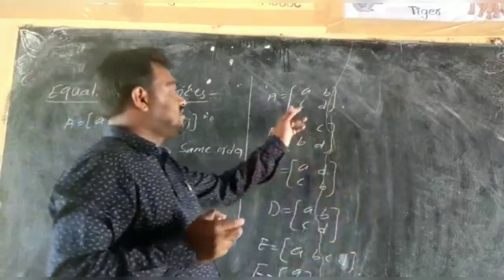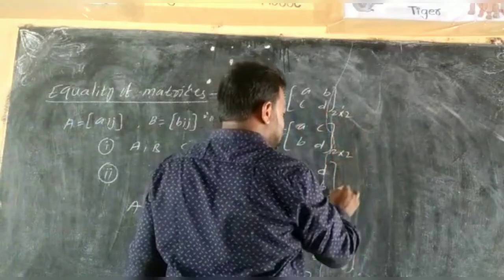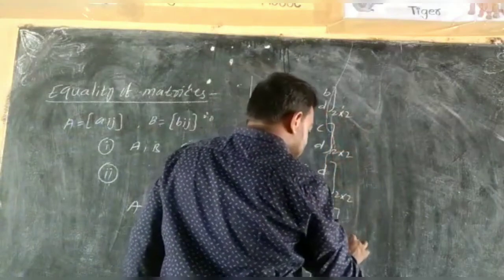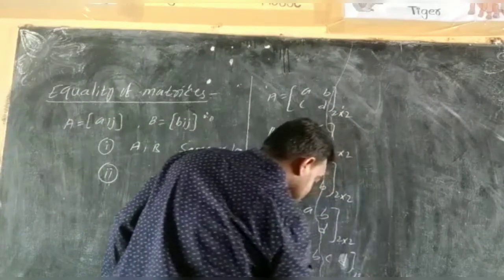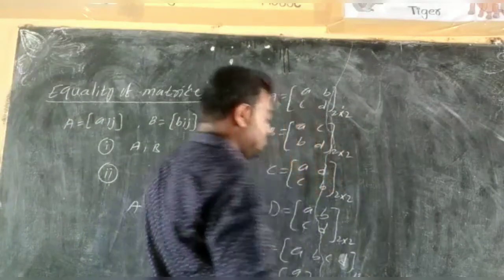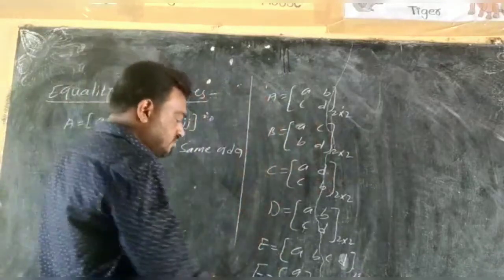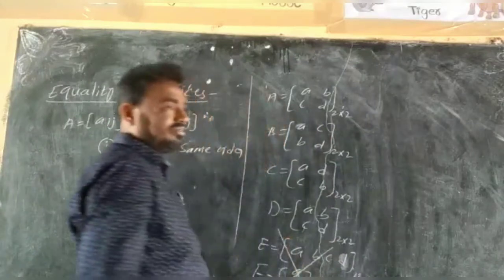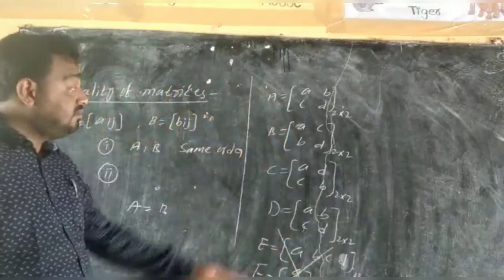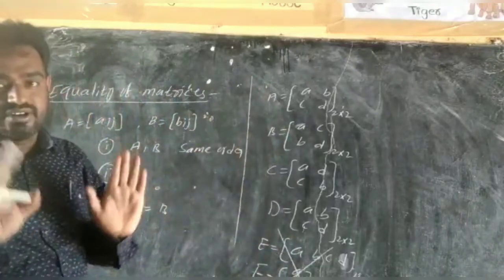First, this order is 2 cross 2, this is 2 cross 2, this is 2 cross 2, this is 2 cross 2. This order is 1 cross 4, and this order is 4 cross 4. So only these have the same order. These two do not have the same order, so they are not equal. We cancel those. Now the first condition is satisfied by these four matrices.